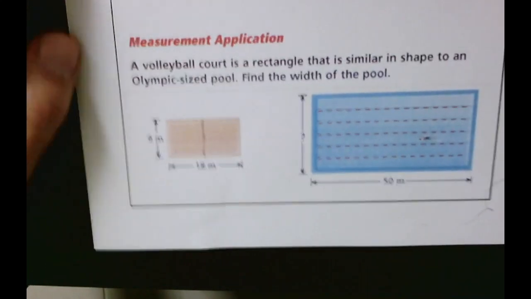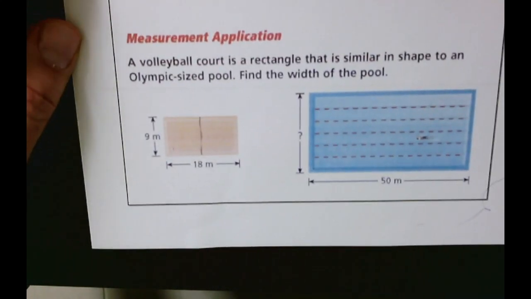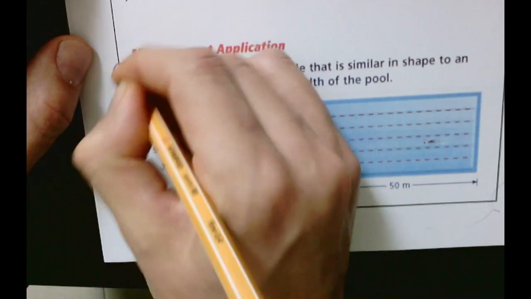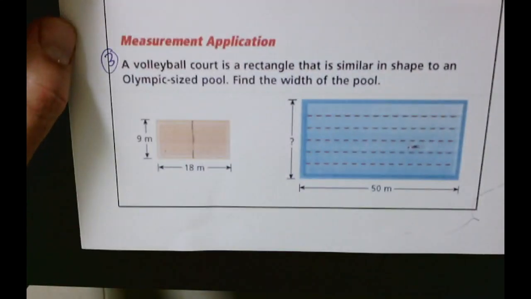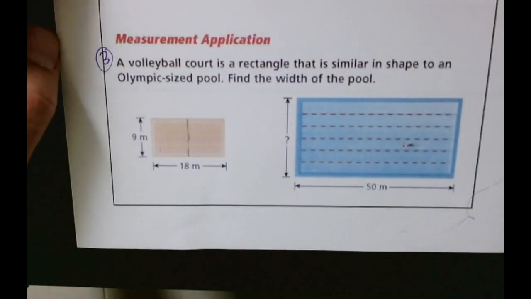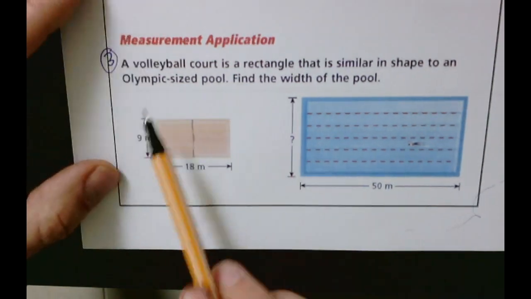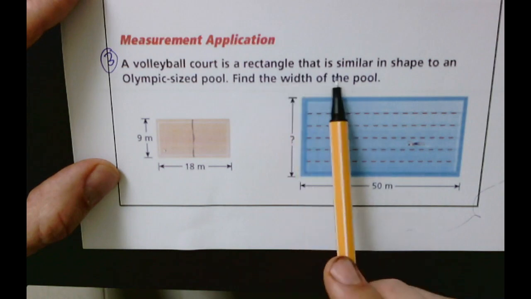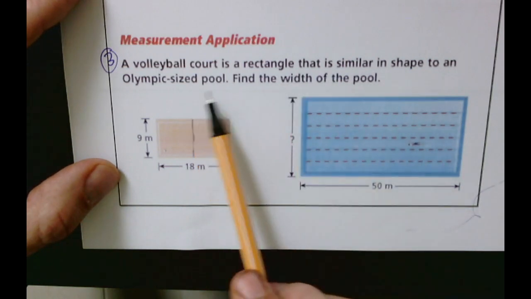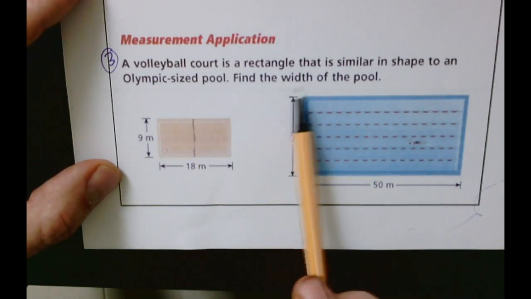I'm going to eat a little bit more gumbo while you take a look at number 3. Have you had some time for practice? Let me go and read it for you then. A volleyball court is a rectangle that is similar in shape to an Olympic-sized pool. Round the wheels to the pool.